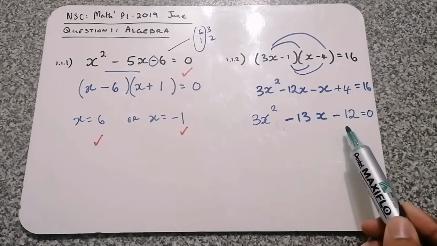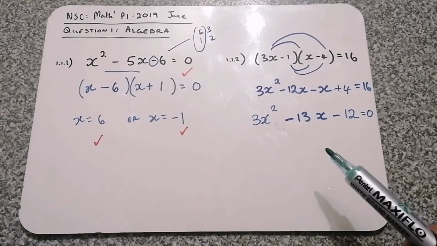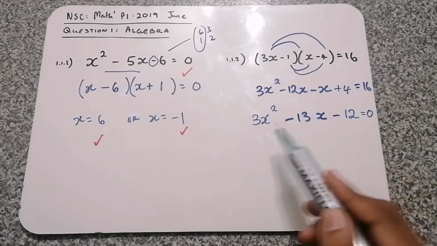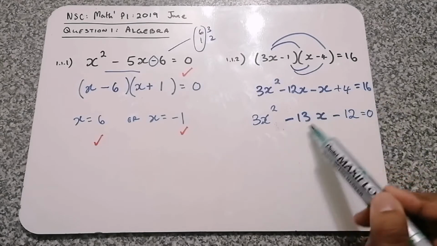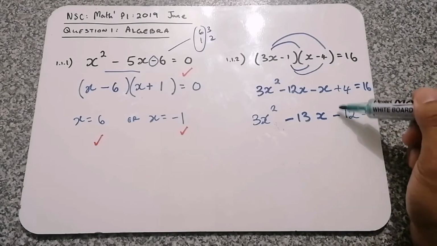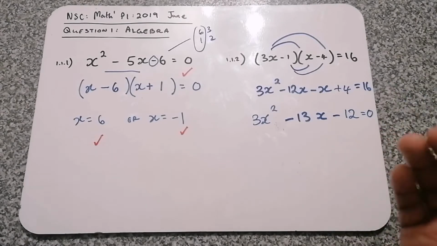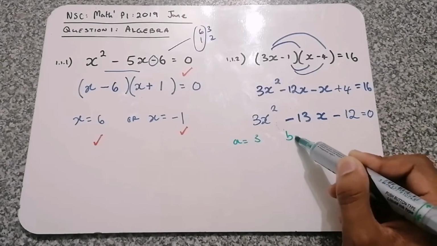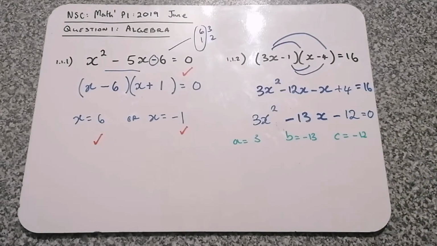Now, even though this trinomial looks very familiar and similar to the previous one, we can't solve it in the same way. So we'll have to resort to the quadratic formula, because this can't be factorized. I've tried the factors of 3 and 12 to give us negative 13, and it didn't work out because we need to minus them. If this was a plus 12, that changes things, then it can be factorized. But for now, we're going to be using the quadratic formula. So a is equal to 3, b is negative 13, and c is negative 12. Let's substitute these values into the quadratic formula.